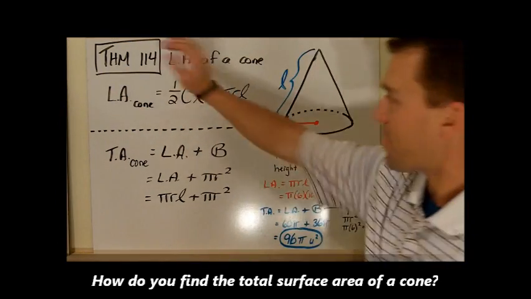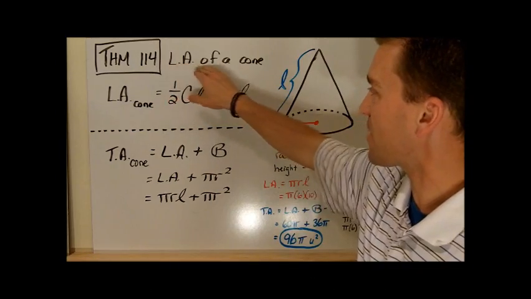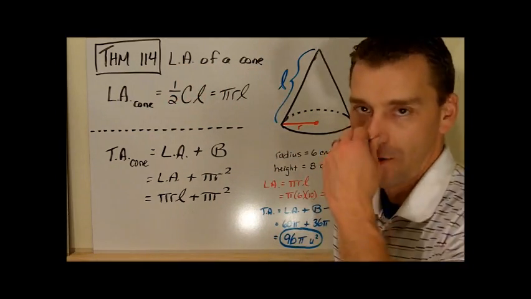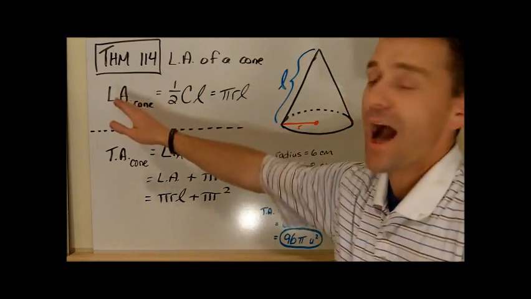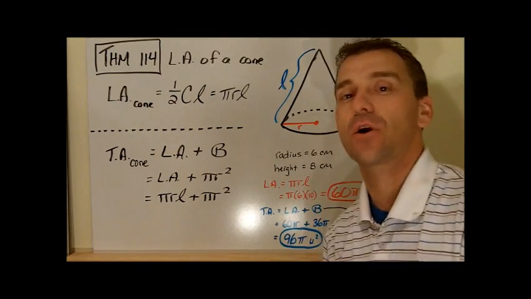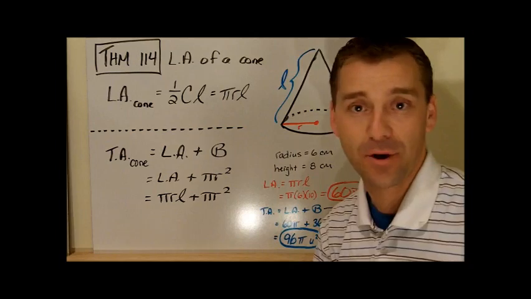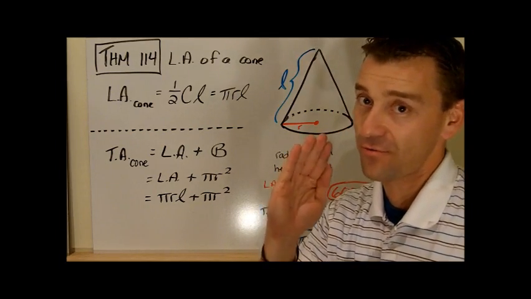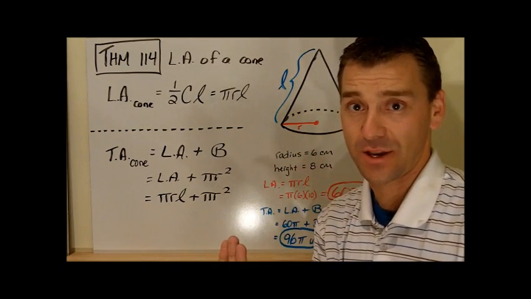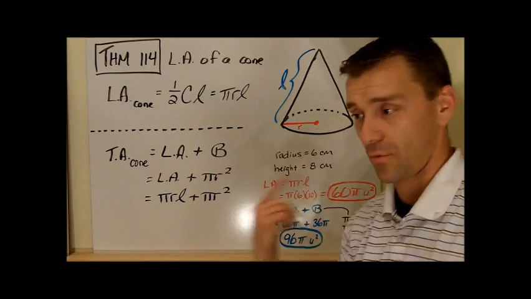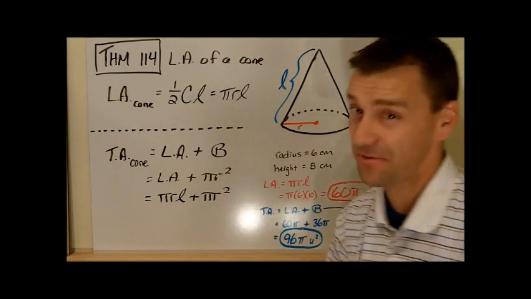Here we go. Theorem 114 is the lateral surface area of the cone. It is a weird one, though. I'll tell you that right now. Here's how you find the lateral surface area of the cone. You can't just chunk it up and piece it together like you can a pyramid, because, again, the faces are not flat. They're not triangular faces like in a pyramid. This is just one weird thing. So here's how you find it.